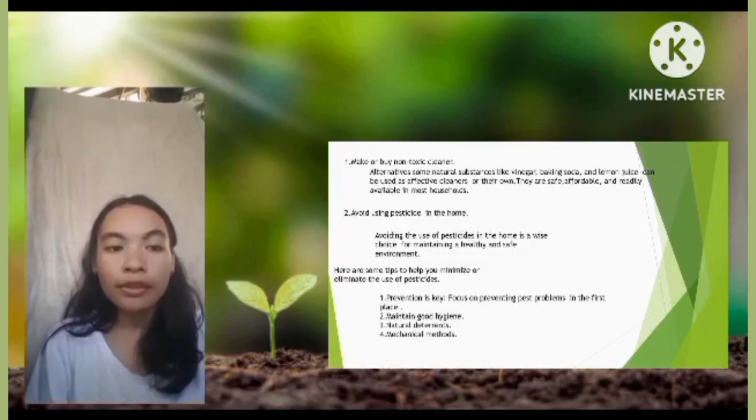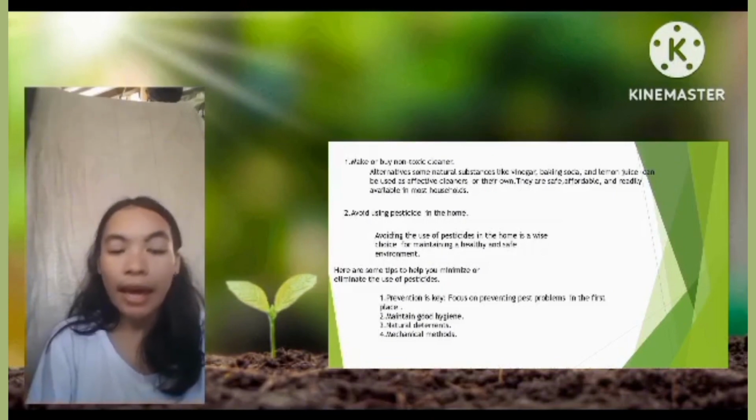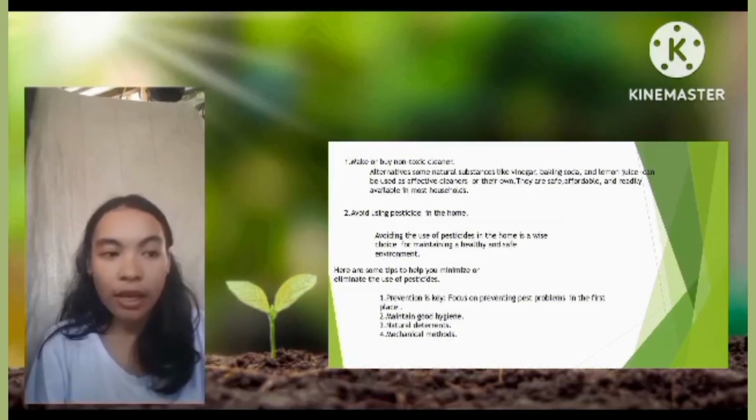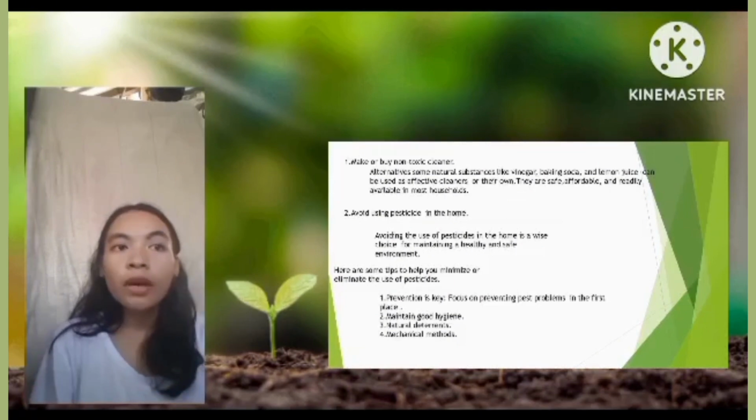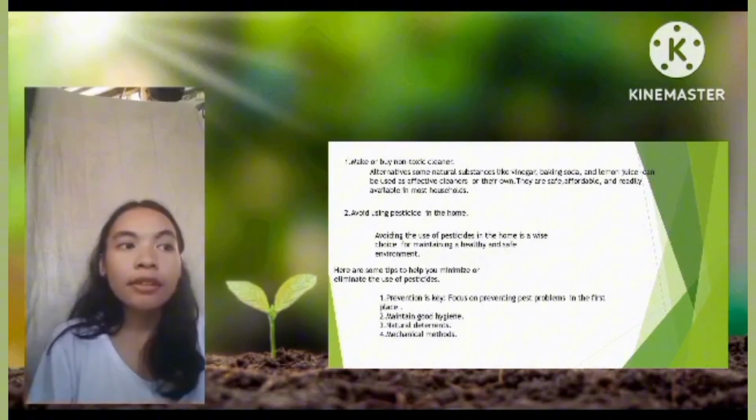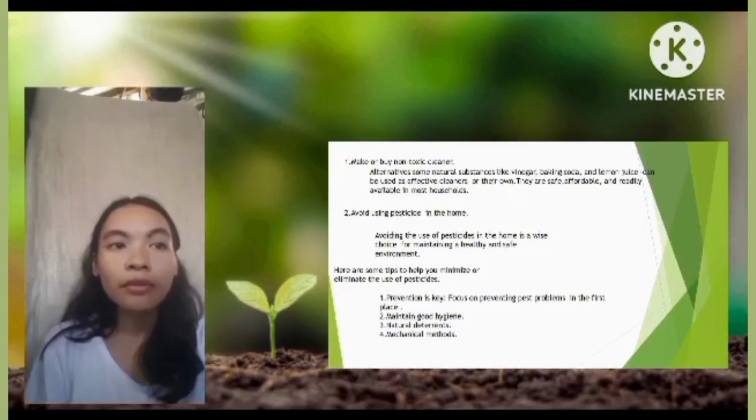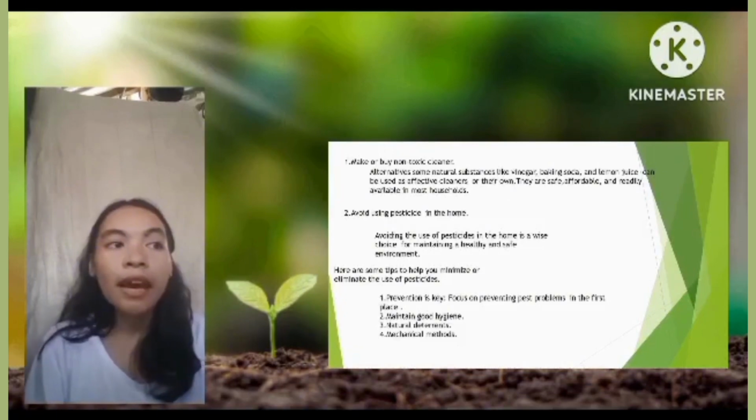Avoiding the use of pesticides in the home is a wise choice for maintaining a healthy and safe environment. So here are some tips to help you minimize or eliminate the use of pesticides. By avoiding pesticides in our home, we can simply prevent this problem by doing those tips. The first step is by focusing on preventing pest problems in the first place.